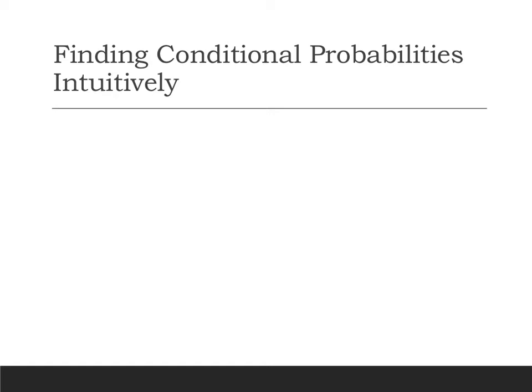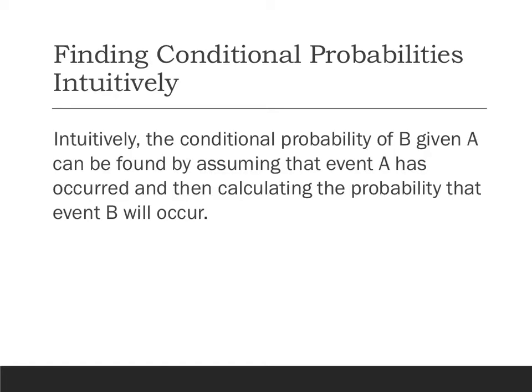All right, so if we want to be able to find these conditional probabilities intuitively, then to find the conditional probability of B given A, we're going to assume A has occurred and then calculate the probability that B will occur.